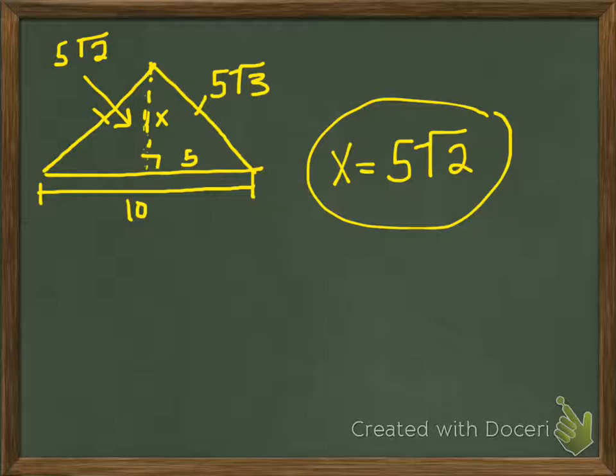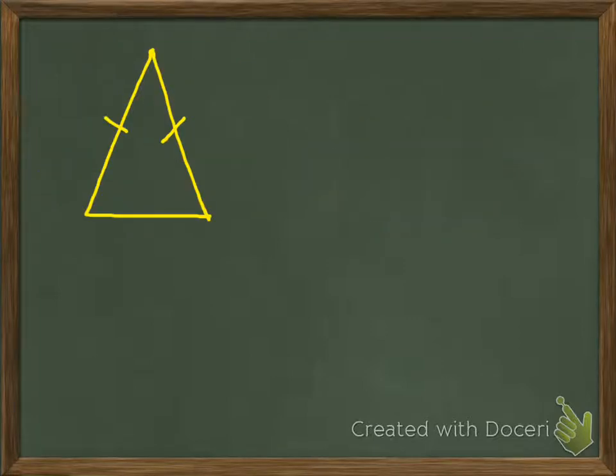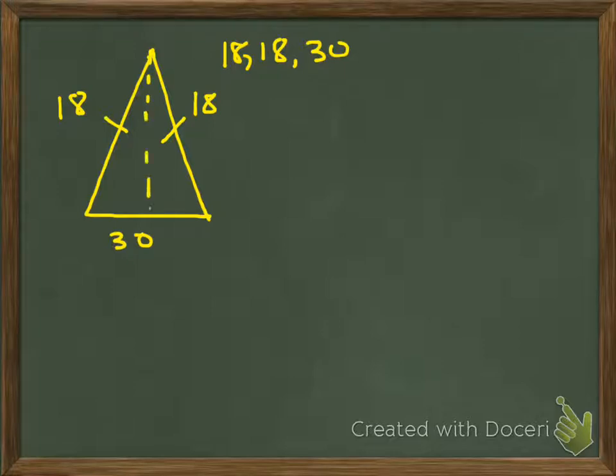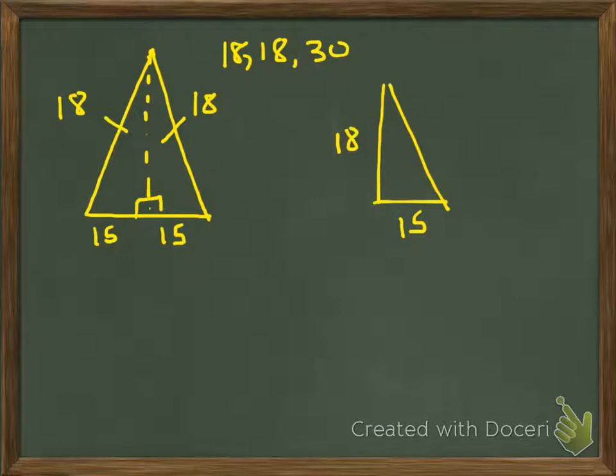All right. So the next one is pretty much the same. The only difference is that they didn't draw the height for you. It's telling you that it's an isosceles triangle with side legs 18, 18, and 30. So you know that this is 18, this is 18, and this is 30. But remember, if you have an isosceles triangle and you draw the altitude, what happens to this side? It splits in half. So now this is 15, and this is 15. So now we're dealing with this triangle here, which has 15, 18, and x.